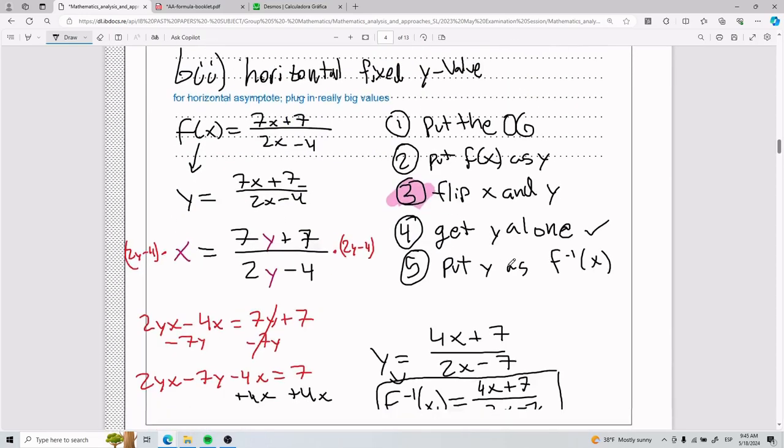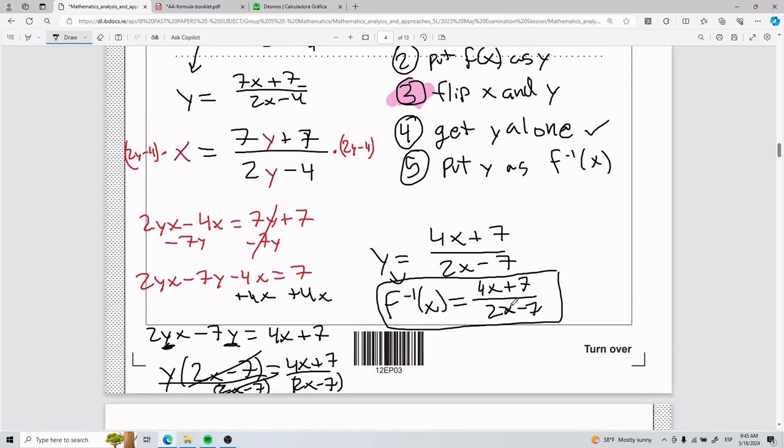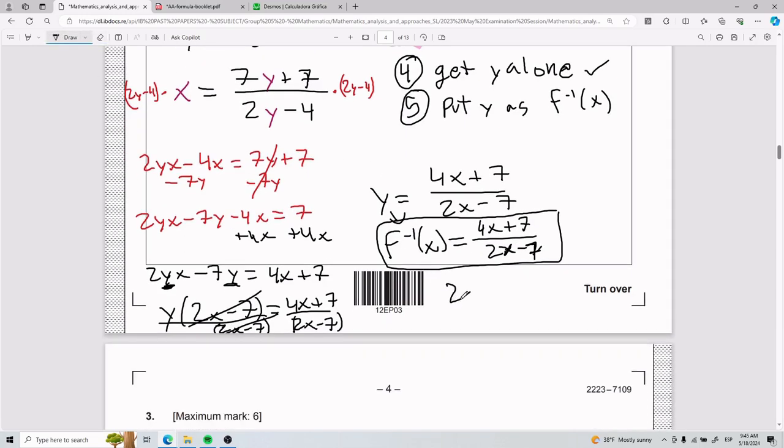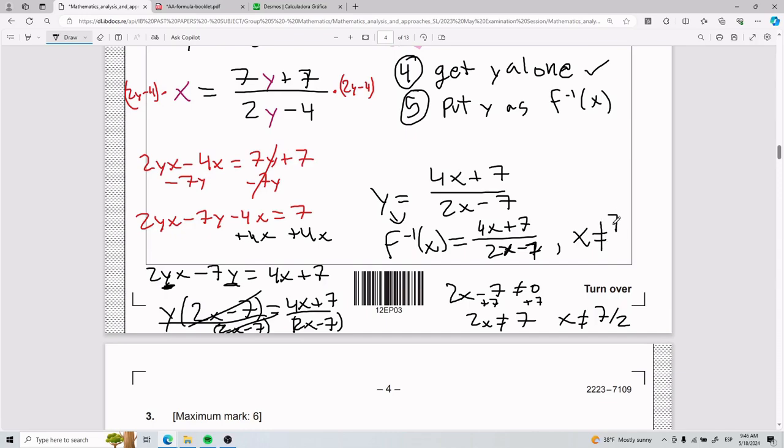Now, the last step you have to do is that, okay, you need to put the detail that the denominator cannot equal 0, right? So what value can x not take? Well, the value that x cannot take is that your new denominator cannot equal 0. So this cannot equal 0. So plus 7 to both sides. 2x cannot equal 7. So that means that x cannot equal 7 over 2. And so your final answer is putting the detail that x cannot equal 7 over 2.